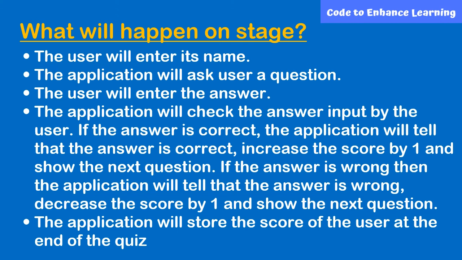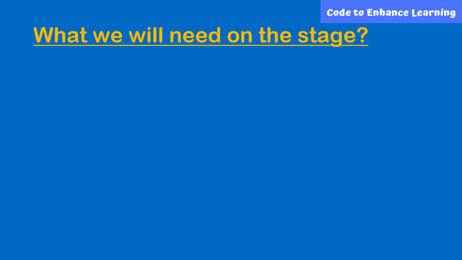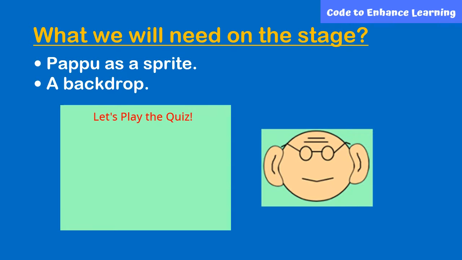If the answer is wrong, then the application will tell that the answer is wrong, decrease the score by 1, and show the next question. The application will store the score of the user at the end of the quiz. Now, I will think about what we will need on the stage. Okay, a sprite named Pappu and a backdrop which says, let's play the quiz.